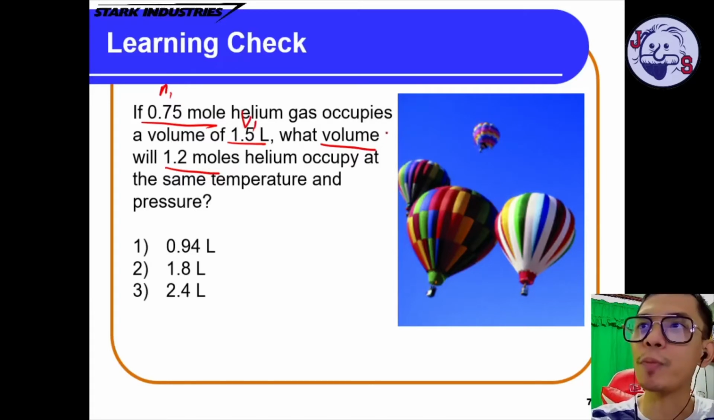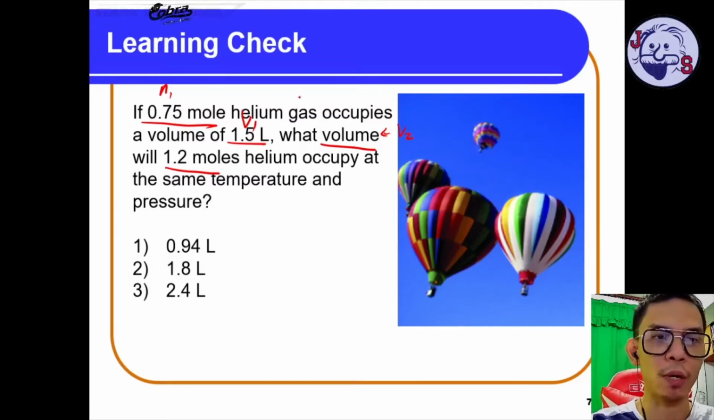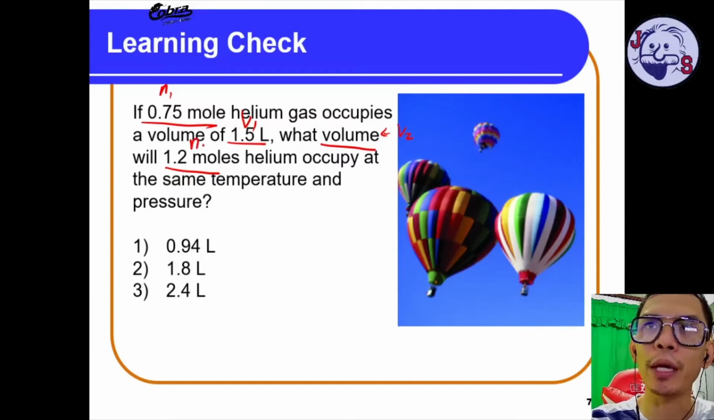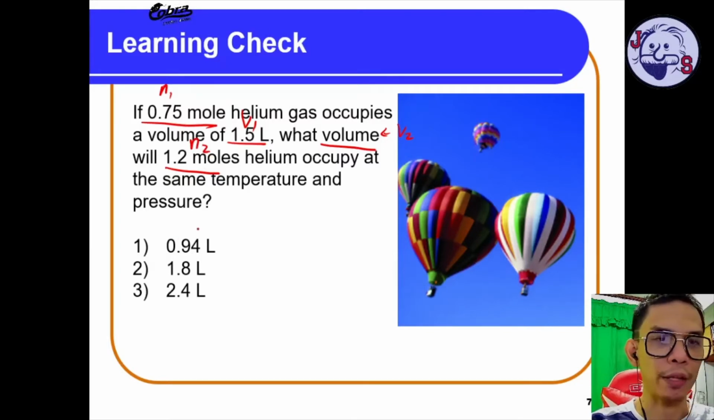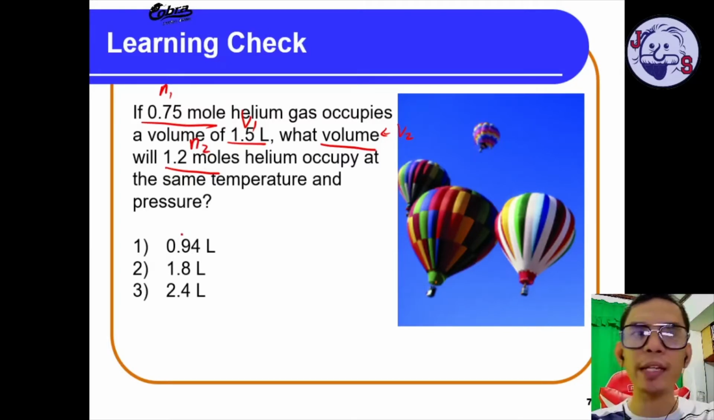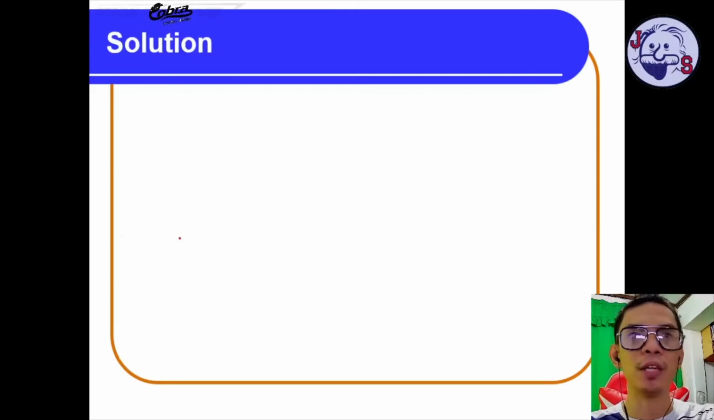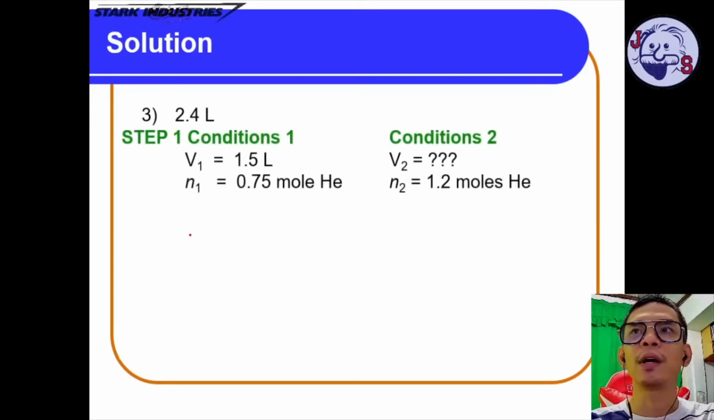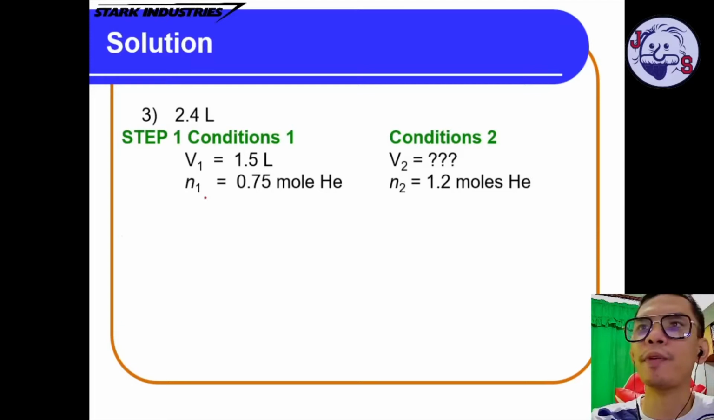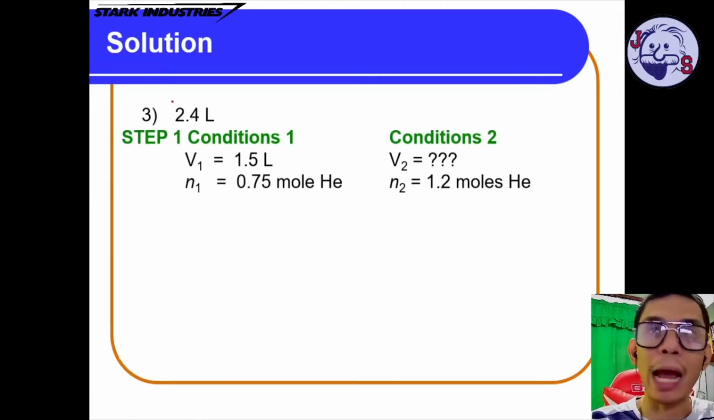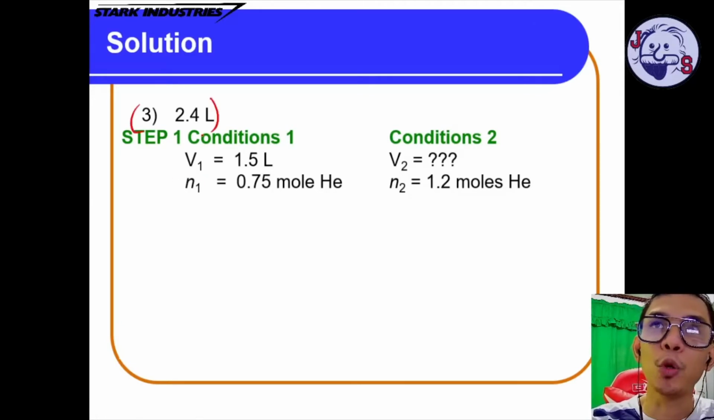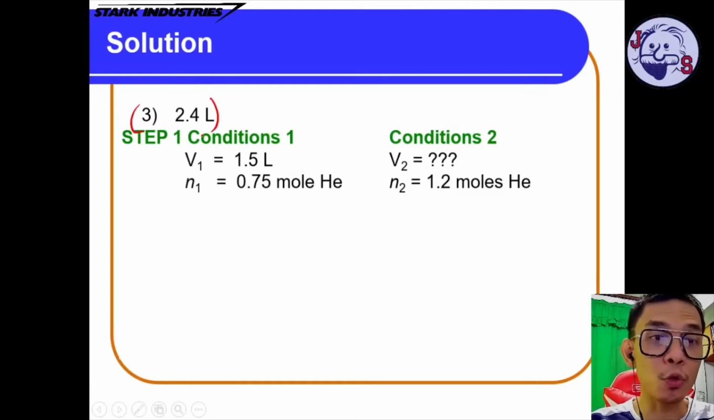Okay, so what is missing right here is the V2. So what is this 1.2 mole? This 1.2 mole is N2. Given the data that you have right here, the answer is 2.4 liters.